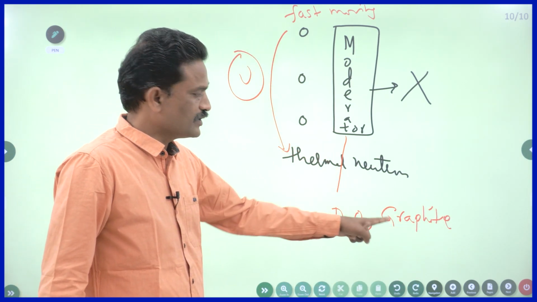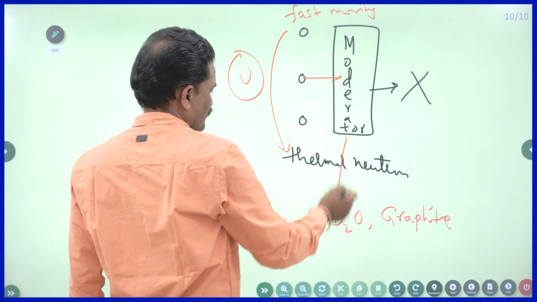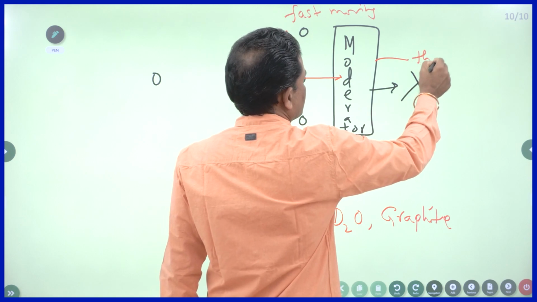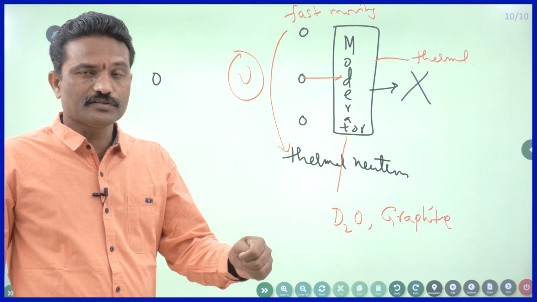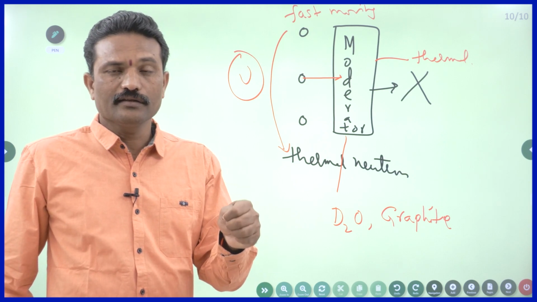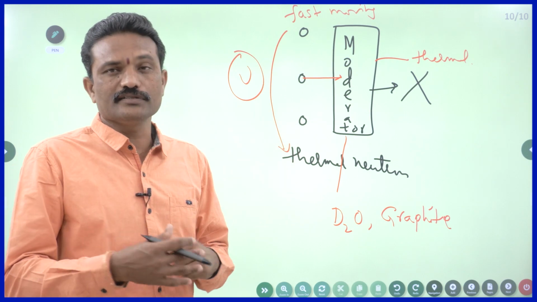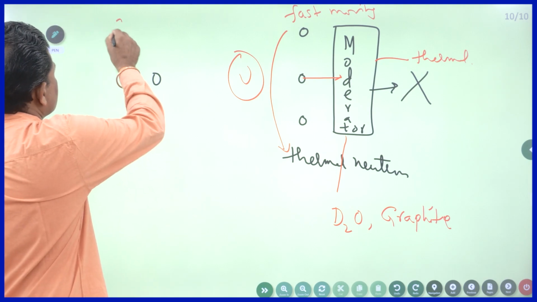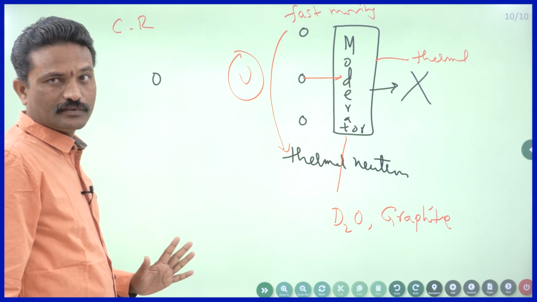The moderator can be heavy water or graphite. So, what does it do? A fast moving neutron collides with the atoms of the moderator, they lose some energy, and after dissipation of energy, they come out as thermal neutrons. So, controlling rods are to stop the reaction, moderators are to continue the reaction.